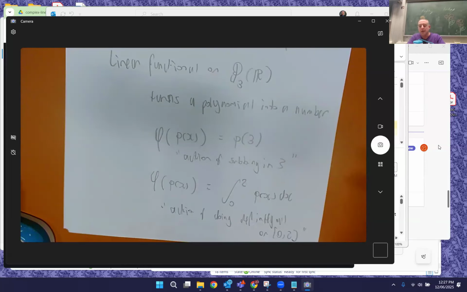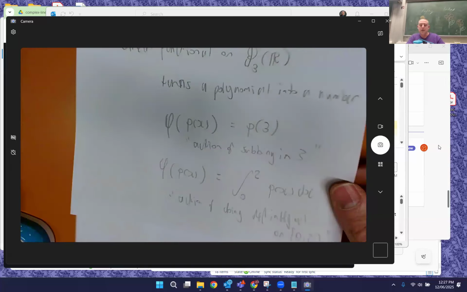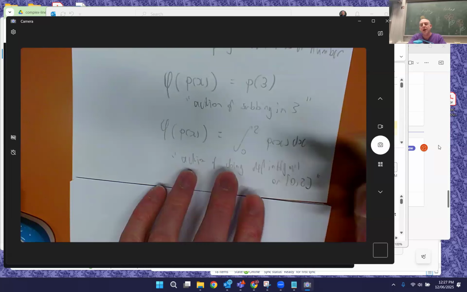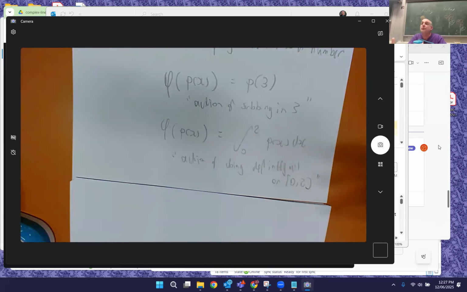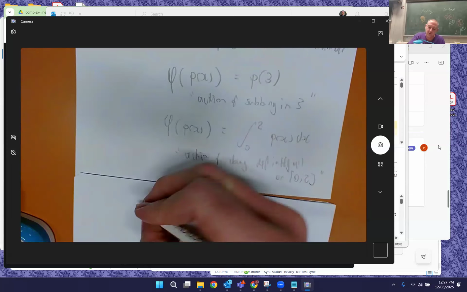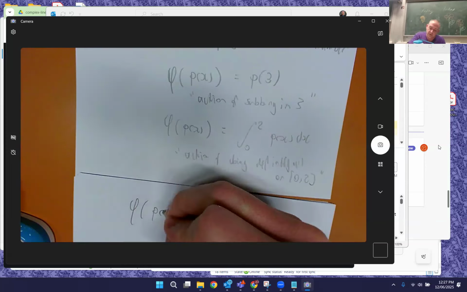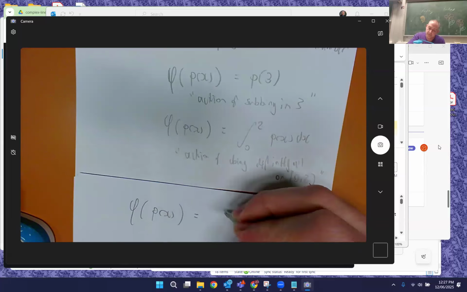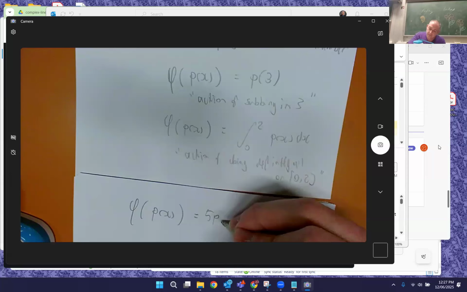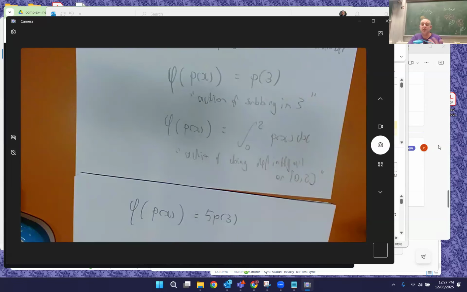And finally, you can combine things by combining either of these with multiplying by a constant. Now, multiplying by a constant is not a linear functional. It's a linear transformation from P3 to P3, multiplying by a constant. But if you do that and then a linear functional, it will do the same thing. So you could do this. That would work too. Subbing in 3 and then multiplying by 5, still a linear functional. That will work fine.